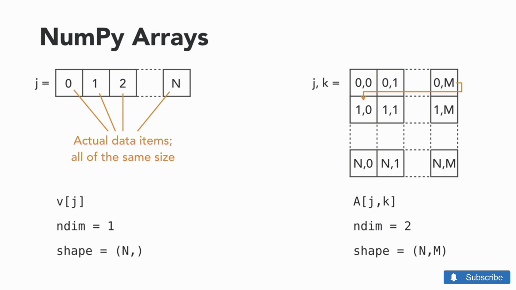In this slide, I'm showing you a schematic representation of a one-dimensional and a two-dimensional array. The actual data items sit side by side in memory, and they all have the same size. If the array is one-dimensional, we identify items by a single index, or two indices for a two-dimensional array. The index ranges from 0 to n-1, where n is the dimension of the array. In the case of a two-dimensional array, the dimensions can be different, of course.